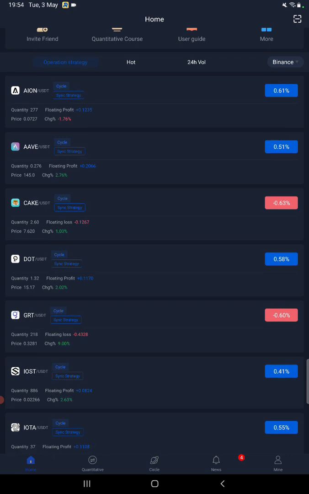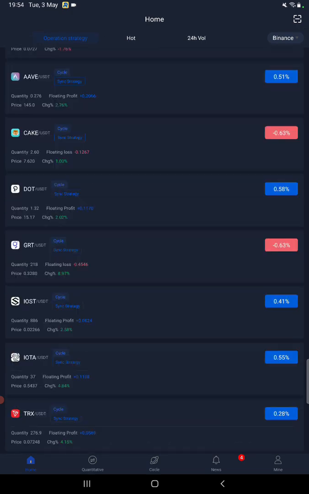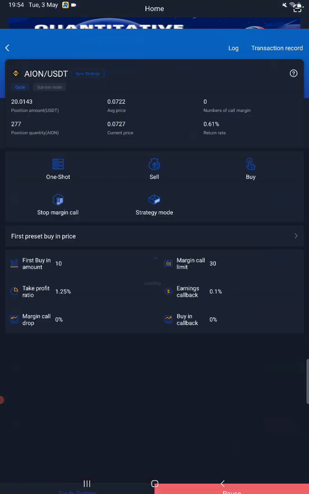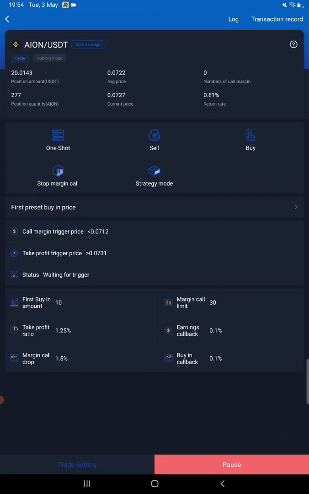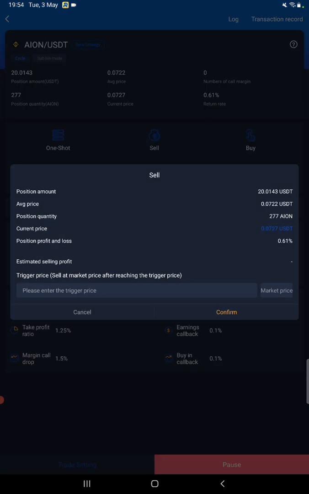Let's see, for example here, I have a few coins that are already turning blue. So I'm just going to go for the Aeon, and I want to sell this at 0.61%. So what do I do? In order to do that, you can see over here there is a sell icon. You have to tap on the sell icon, and when you do, you will see all the details there: the position amount, the average price, the current price, and so on. Now, if I want to sell, I need to tap on market, because I want to sell at the current market price.